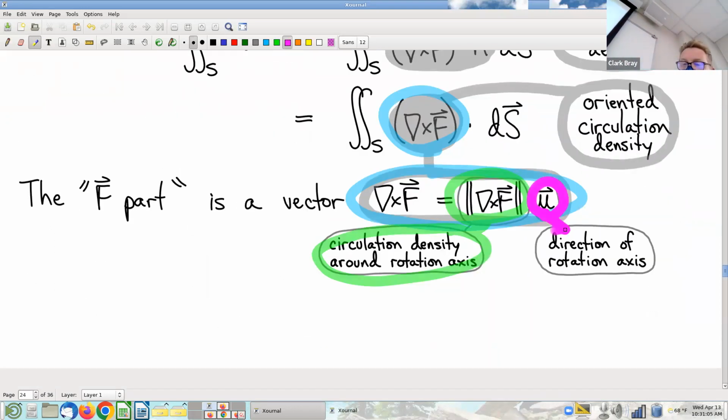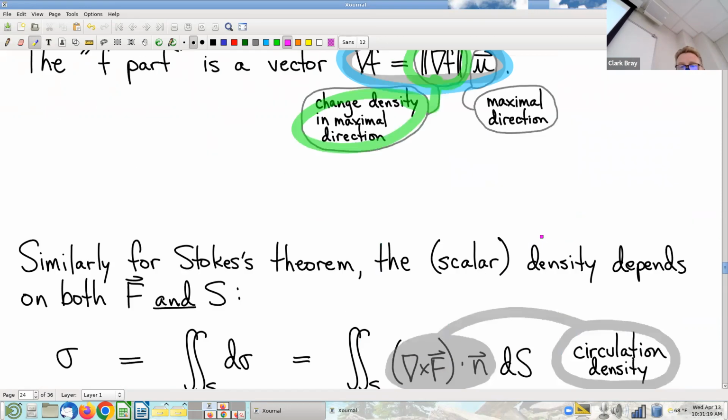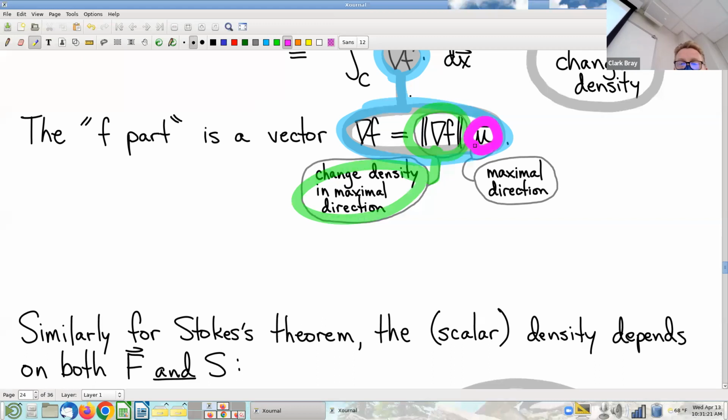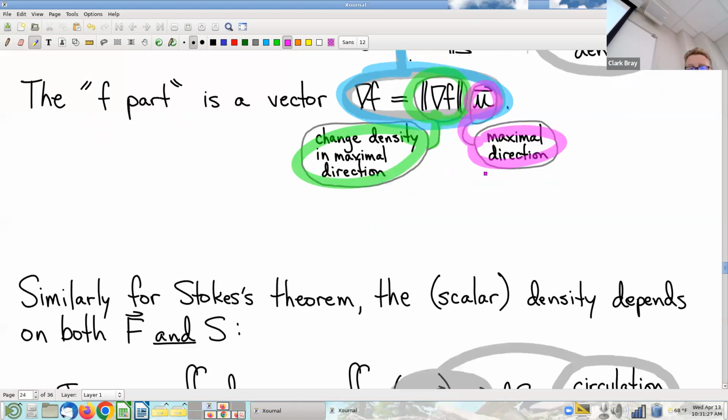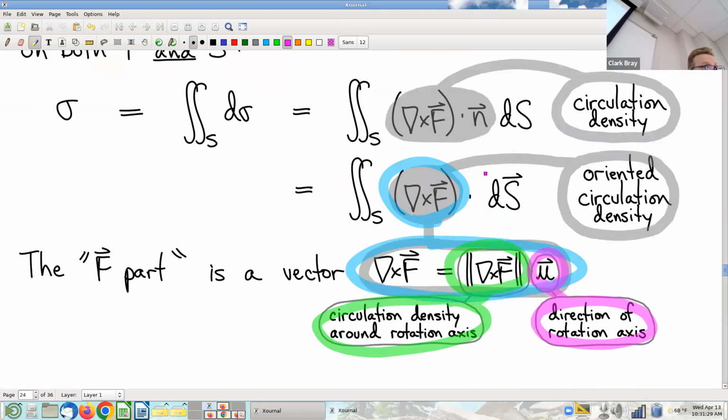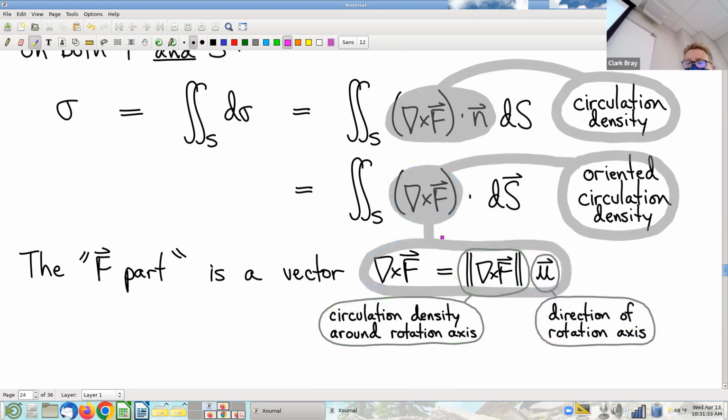And likewise, the direction of the curl is telling you in what direction this circulation is happening, more specifically, around which direction. So what is the axis? What's the direction of the axis around which the circulation is happening? In the same sense that here, this vector is telling you in what direction the function is actually increasing. So the analogy is quite strong. And I think this is a really useful way, again, to think about curl.